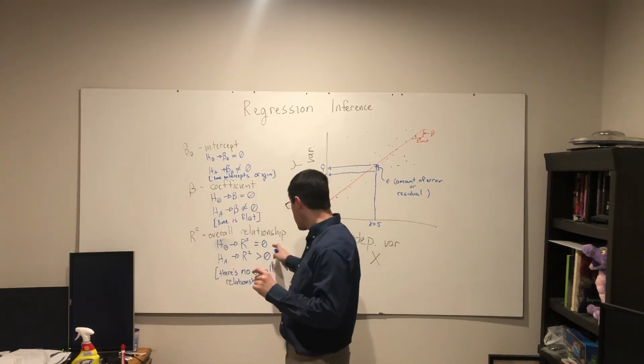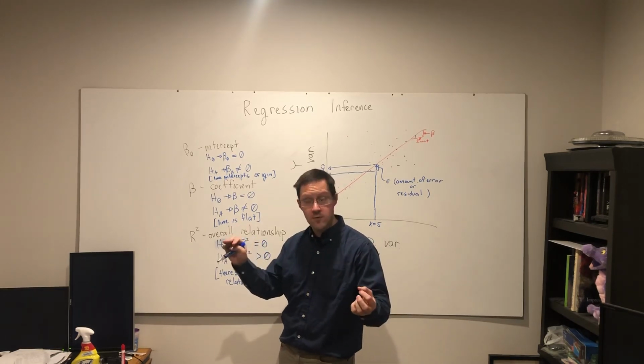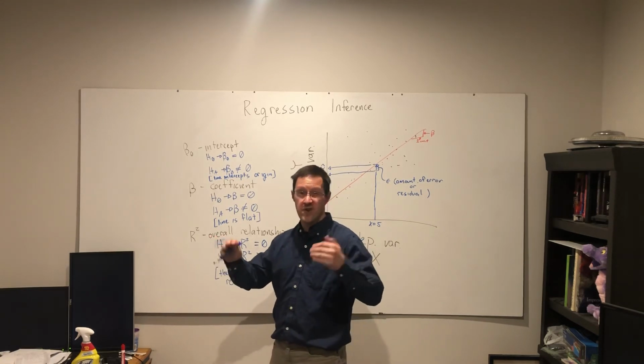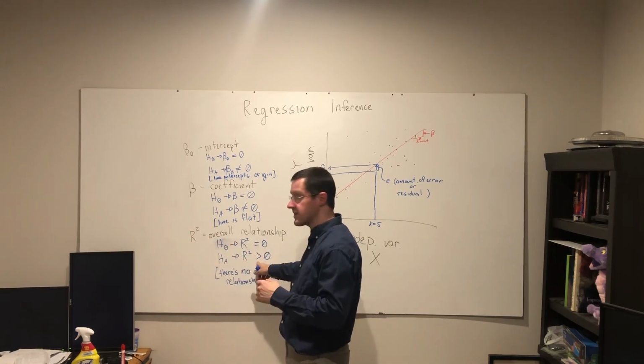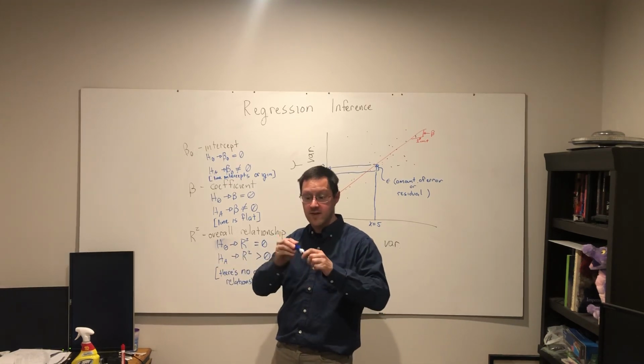the r squared, the null hypothesis again that it's zero, that there's no relationship. Alternative, it's greater than zero. Remember, it can only go from 0 to 1, so I can put greater than here. And there is an overall relationship within my data.